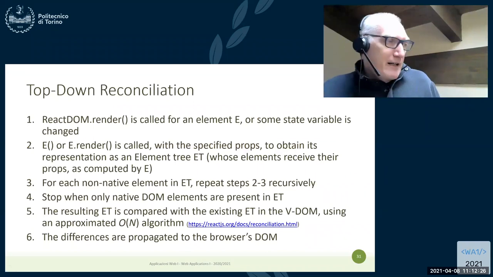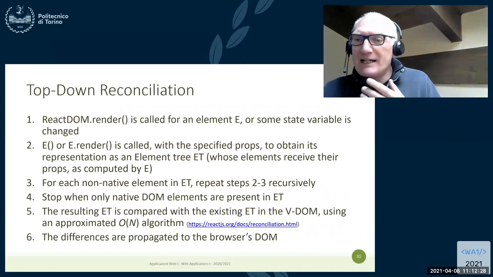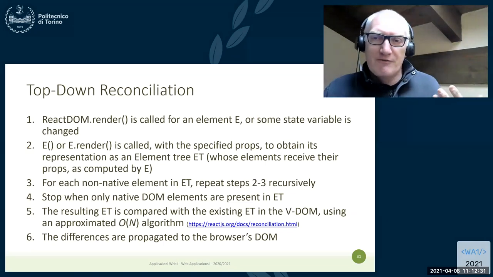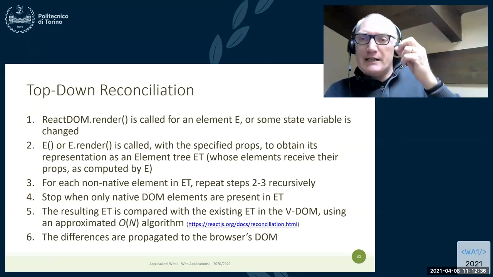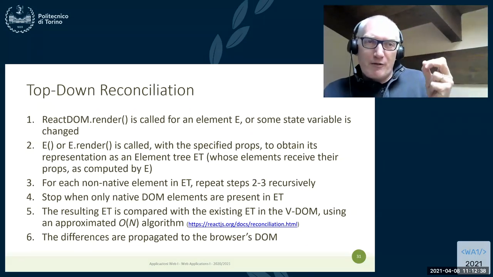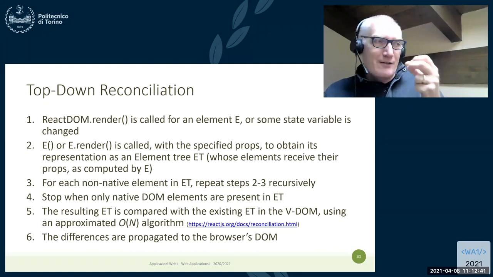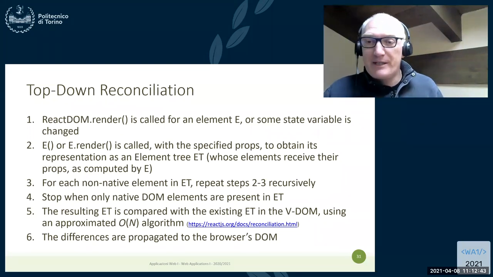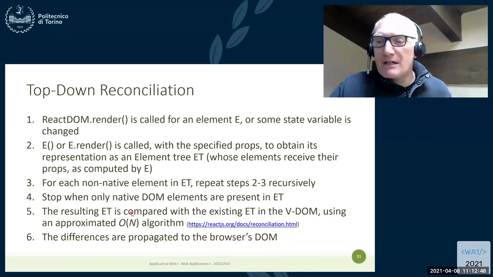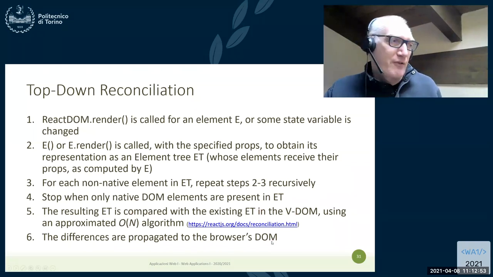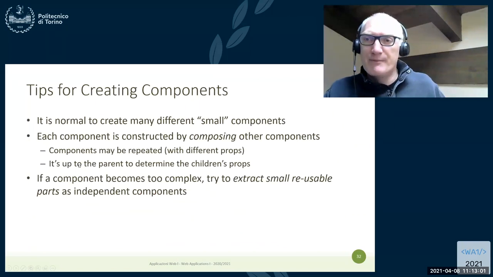Okay, we are in this slide, but we won't go into detail. We have the algorithm for how React is working. What we already saw: it calls a render, and if the render contains a component, it calls the render for the component, and so on until all the components have been rendered recursively. And at the end, you compare the result with the existing element tree in the virtual DOM, and then propagate the difference to the real DOM. This is the React library in six steps, basically the core of the library.